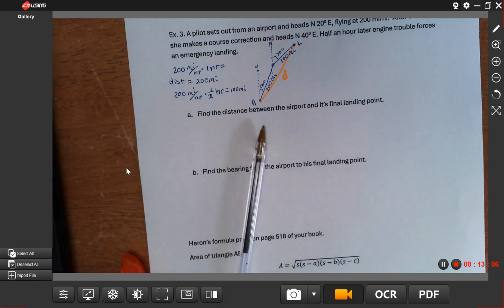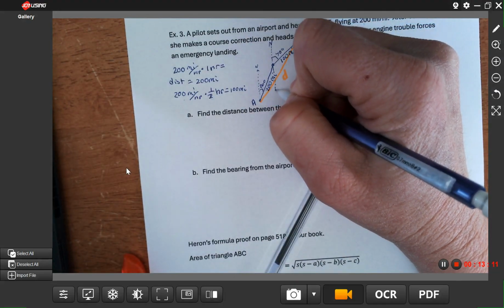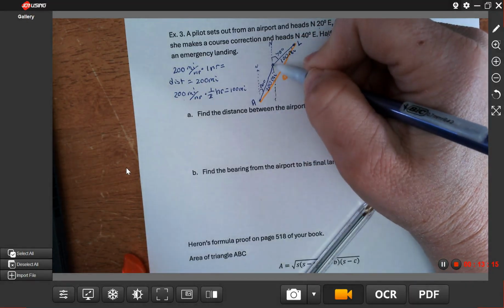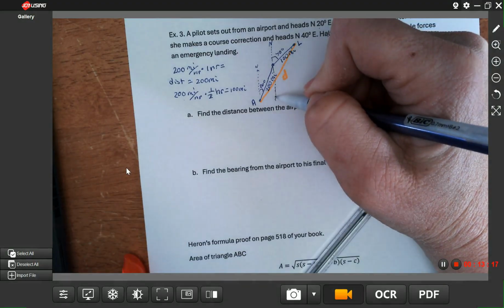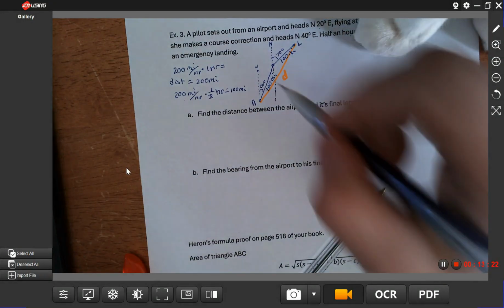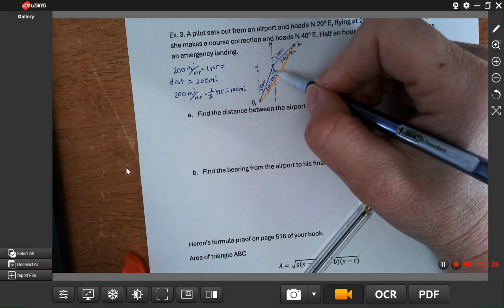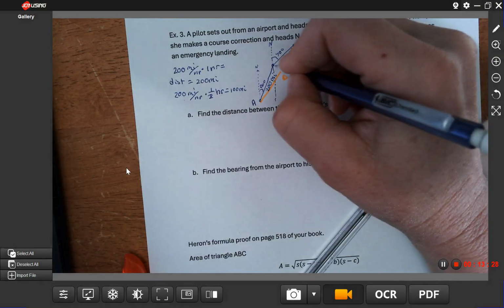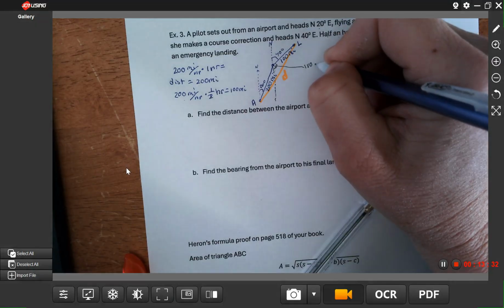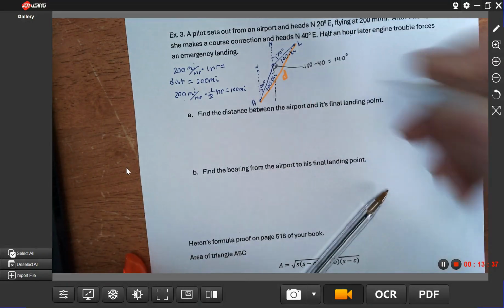So if I draw in more, I'm going to extend my vertical line from north. This would be south, but it doesn't actually matter what direction. So this is a straight line. So if this angle is 40, and this is a straight line, the angle all the way to the line again would be 180. So this angle here is 180 minus 40, which is 140.